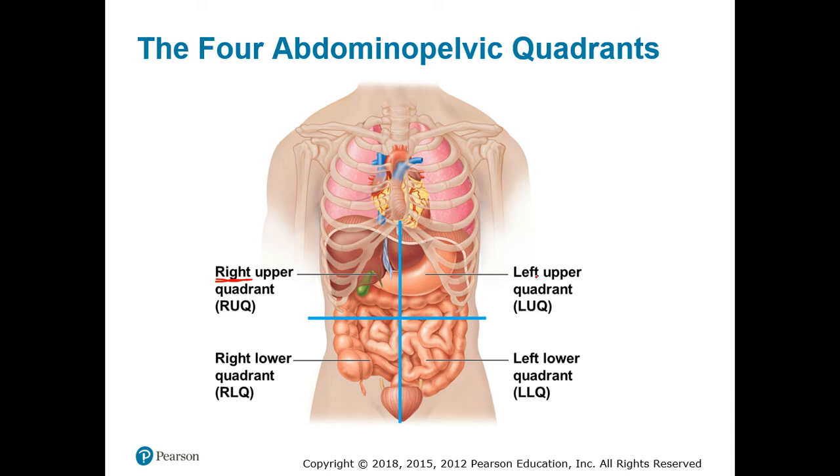So if it's on the right-hand side, that's usually labeled the left upper quadrant. Here, this is on the right-hand side of the paper, but on a human, that's the left lower quadrant. Here, opposite, right lower quadrant.